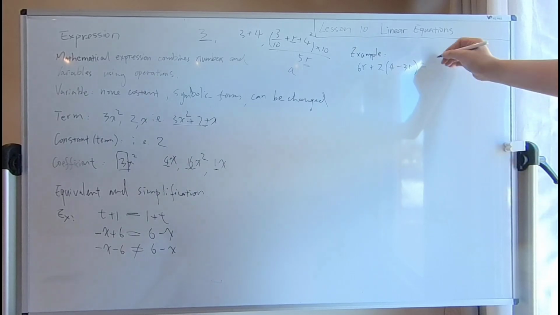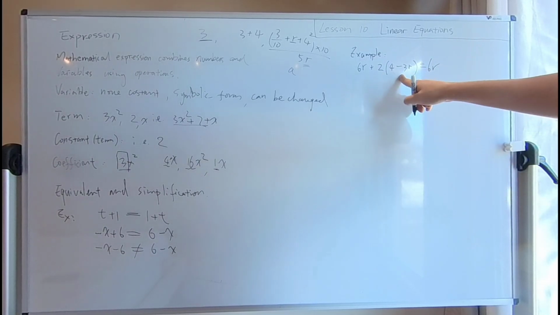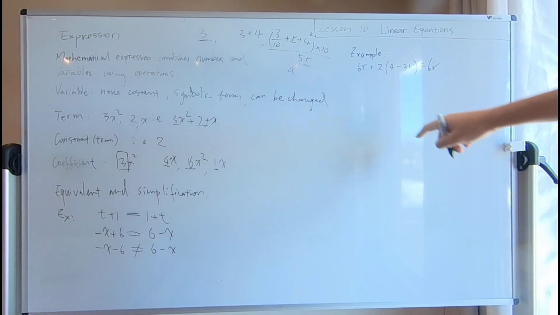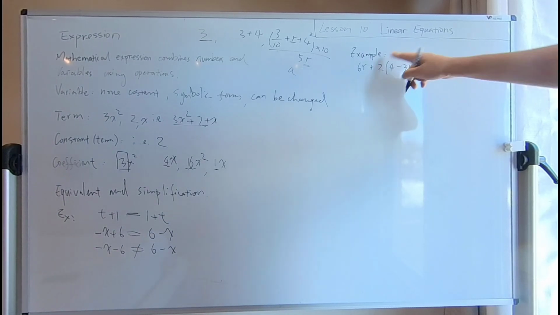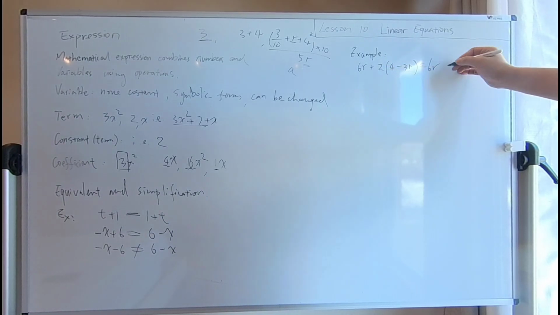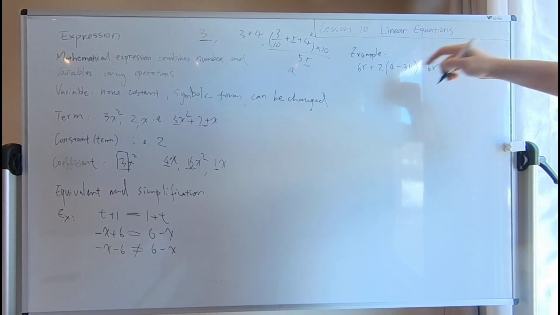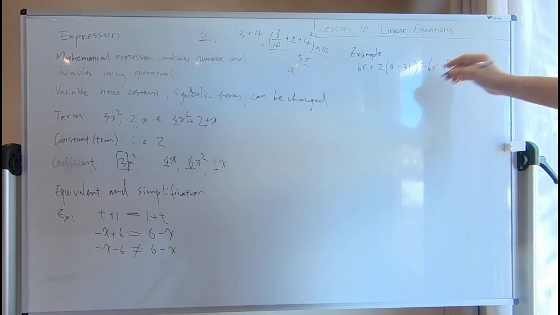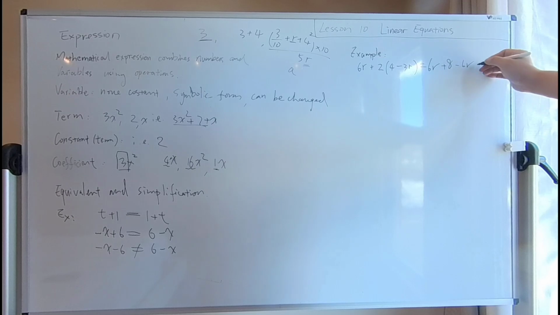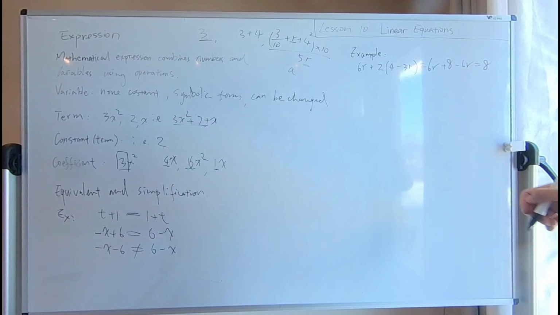To simplify this, I have a multiplication distributing over subtraction. So I need to open these brackets: 2 times 4 minus 2 times 3r. And then 6r minus 6r happen to cancel out, so it's 8.